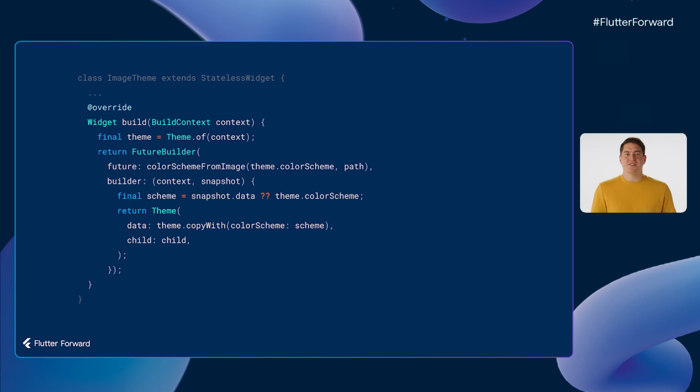Finally, we can use the method just defined to create a build method which returns a future builder and creates a color scheme from the image. It then passes it to the theme widget, which will override the theme data in the widget subtree.